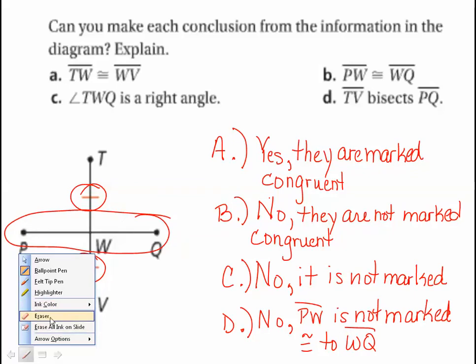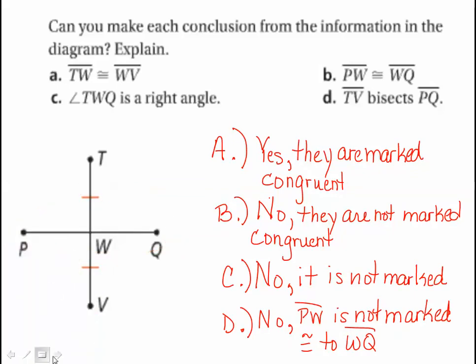Now, if this statement had been written backwards, for example, if it had said segment PQ bisects segment TV, that would have been a true statement because PQ does cut TV in half, and the reason I know that is that TW and WV are marked congruent.